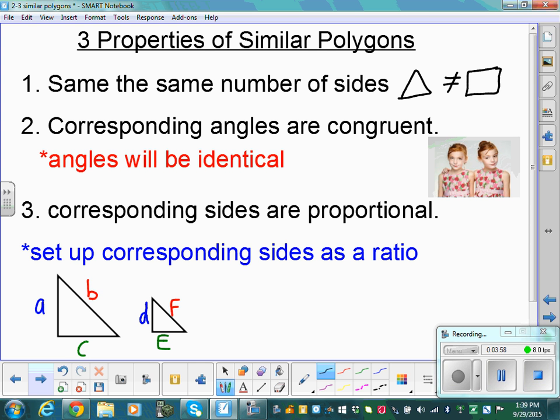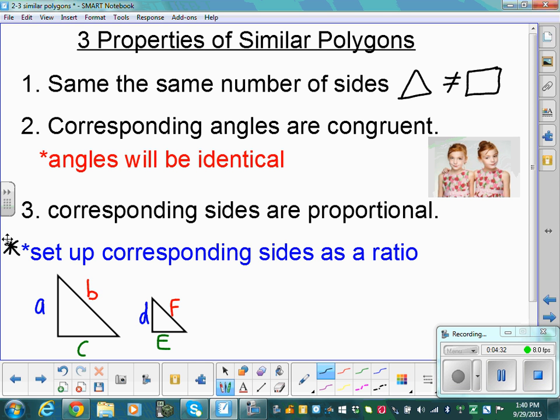Now the third thing and the most important thing, we're going to be using this a lot today, it's the hardest thing for students to get, is corresponding sides are proportional. Now notice how I said corresponding sides are proportional, not equal. Proportional doesn't mean they're equal. They're not going to be equal most of the time, especially when we have a small polygon and a large polygon. But when we set up corresponding sides as a ratio, the ratios will be the same. So what we're going to do is set up corresponding sides as a ratio, and we'll look to make sure the ratio is the same.